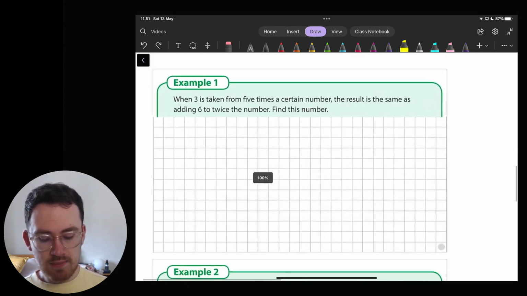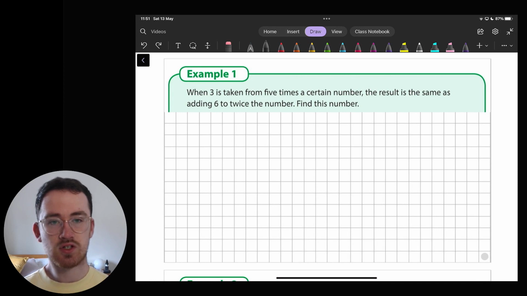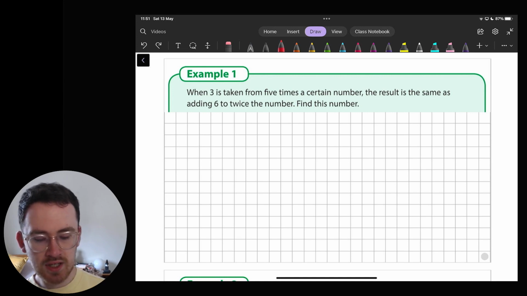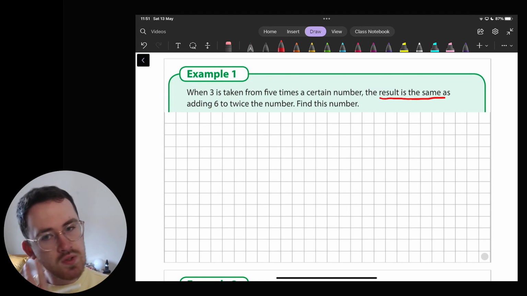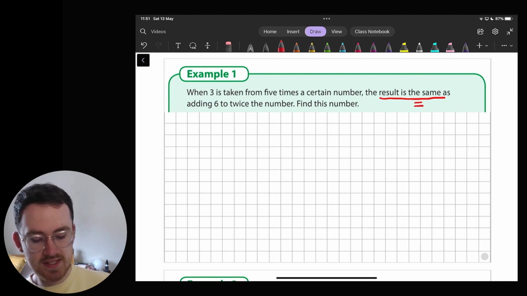So we'll look at one of the examples here. When 3 is taken from 5 times a certain number, the result is the same as adding 6 to twice the number. Okay, so we have a lot going on here. It's quite a long question, so we need to break it down. The first thing we're going to look at is in the middle here where it says the result is the same. Result was what we said earlier was kind of equal to. The same as is another way of saying equal to. So this part here means equals.